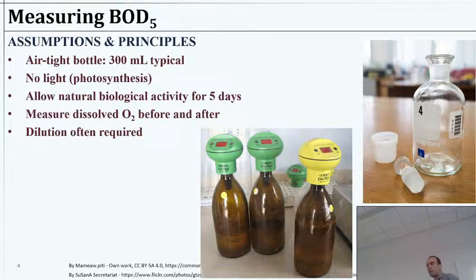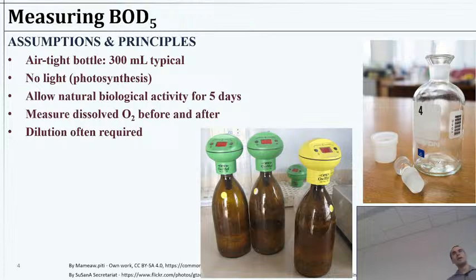We need to make sure that there's enough bacteria in there to do the growth. And if we're dealing with something like wastewater, there's a good chance there is. However, we also need to dilute them very often if we're doing something that has a lot of BOD, because water doesn't contain a lot of oxygen. And so if we fill up a bottle with just water that has something like 8 milligrams per liter of oxygen, then we can't measure any more than 7 or 8 milligrams per liter of BOD.